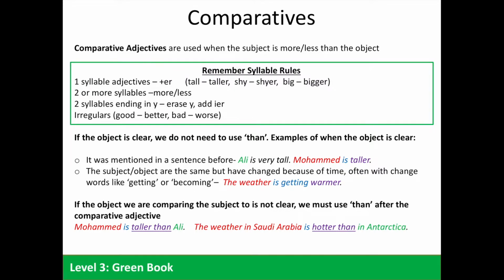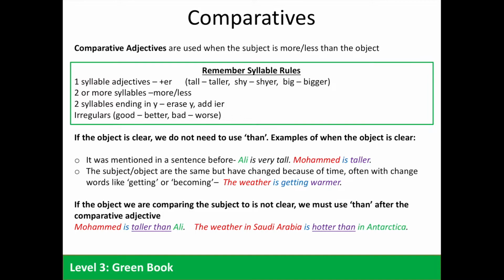Comparative adjectives are used when the subject is more or less than the object. Again, we use comparative adjectives to express the idea that there's a difference. You'll need to remember the syllable rules from previous lessons. If you don't remember them, pause the video and take a look. Also, if the object is clear, we don't need to use than. Some examples of when the object is clear. It was mentioned in a sentence before. For example, Ali is very tall. Muhammad is taller. Again, in this example, we know we're comparing Muhammad to Ali, so we don't need than.